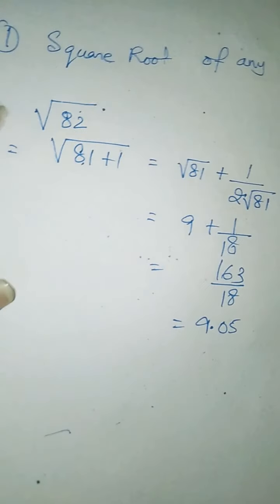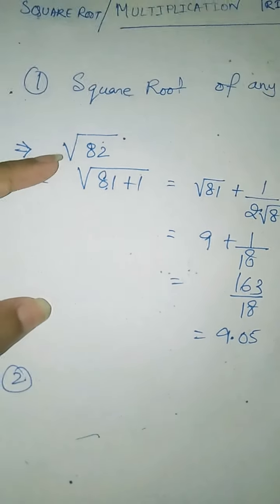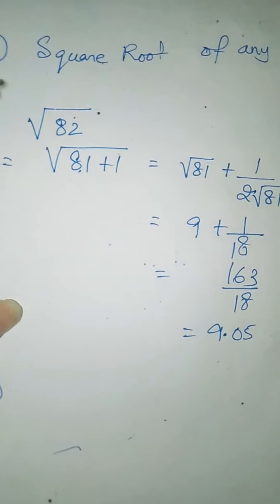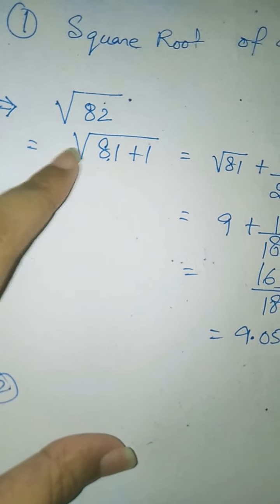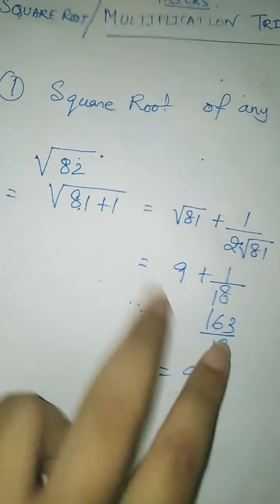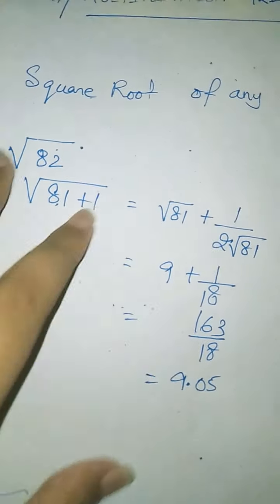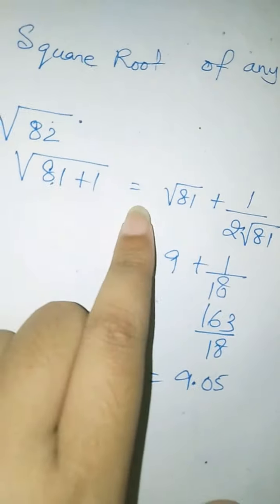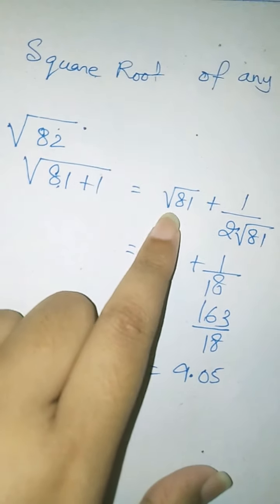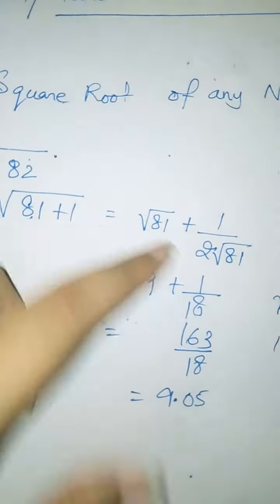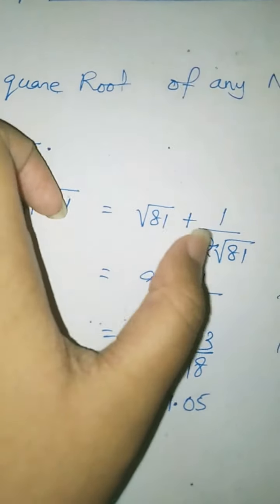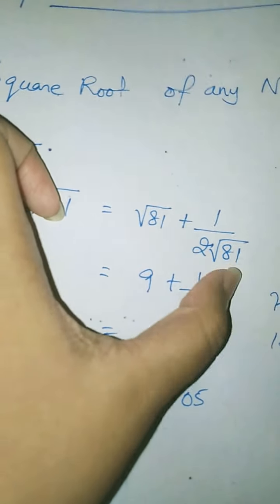Here we know the nearest square number close to 82 is 81. So I have written this as root over 81 plus 1. So this is only root over 82, in the simplest form. Now what I have done is root over 81 plus 1 by 2 root over 81. That is root over 81 plus 1 by 2 root over 81.